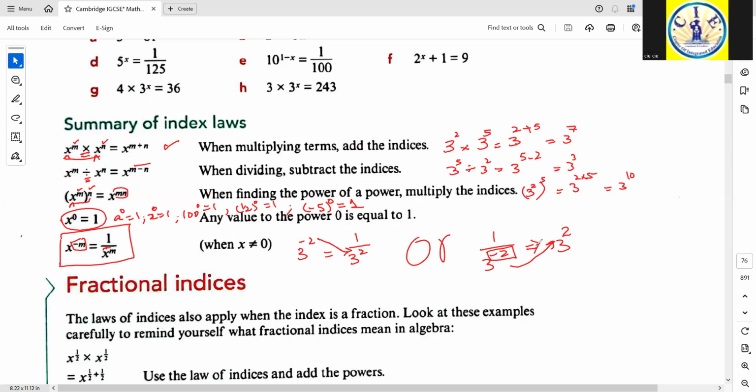Then we have got fractional indices, x raised to power 1 by 2. That means square root of x. Similarly, x is raised to power 1 by 3 means cube root of x. x raised to power 1 by 4 means fourth root of x, and so on. So in general, we can say if there is any number a, for example, and its power is 1 by n, that means a is having an nth root.